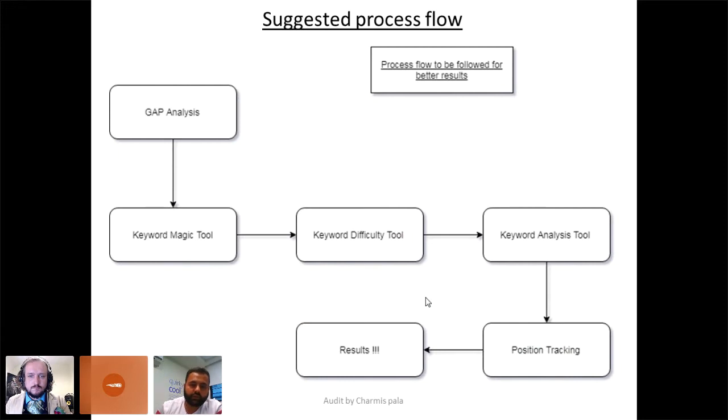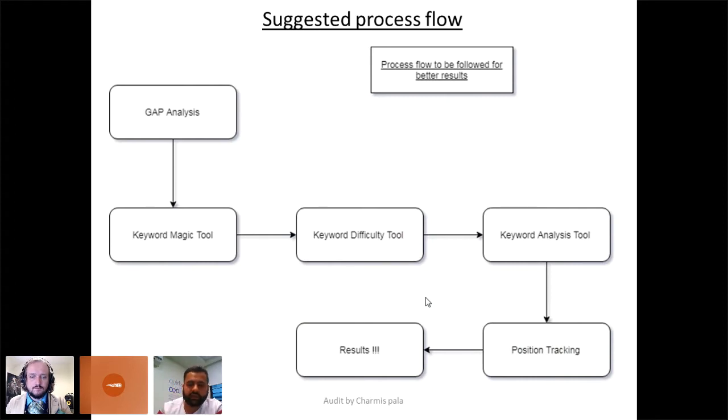Second is the keyword magic tool. It's the best tool that you can get in terms of optimizing for new keywords. If you're running out of ideas, if you want to optimize your campaign and add more keywords into your campaign, you can use this tool. Third is the keyword difficulty tool. This tool will help you analyze the difficulty of your overall campaign. Fourth thing that you can follow is the keyword analysis tool. Post that, you can track the analysis and track it via rankings. So by following this process, you can get amazing results.